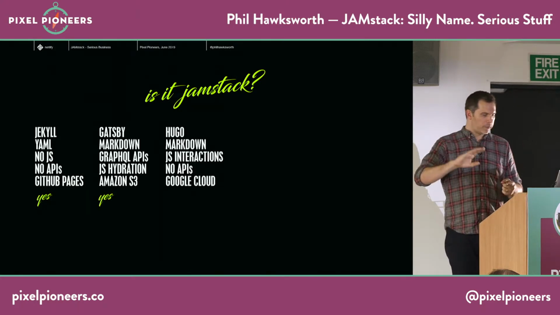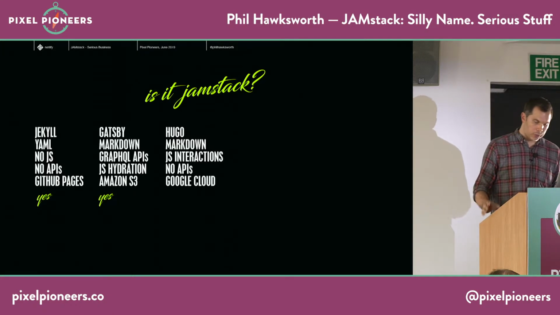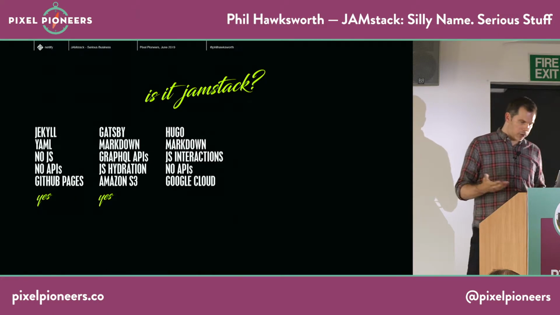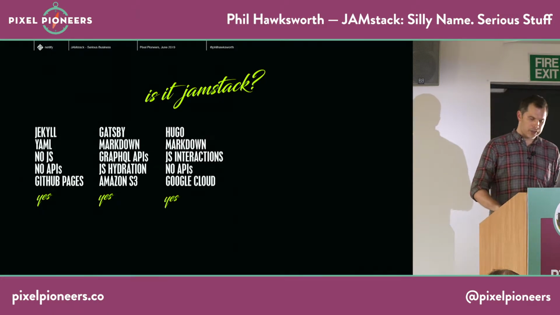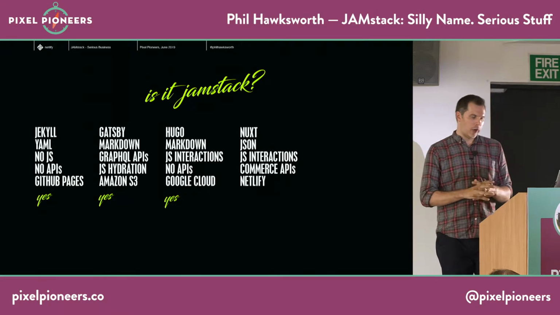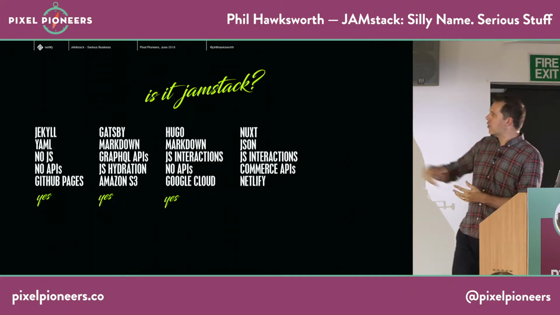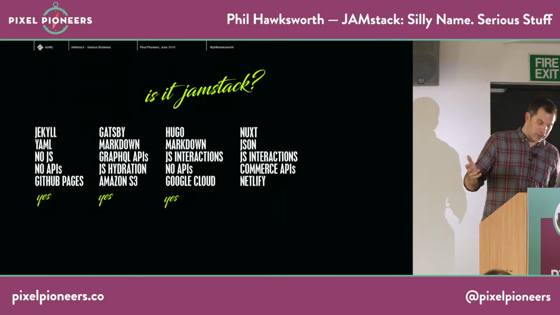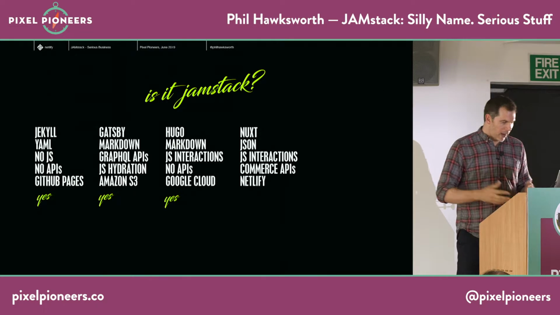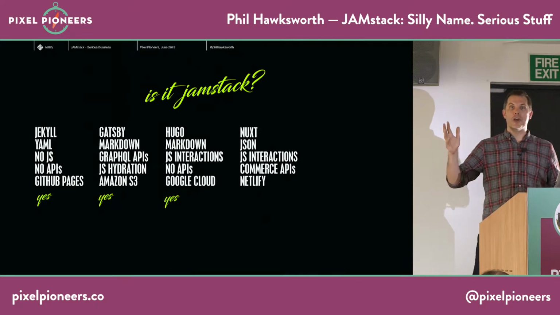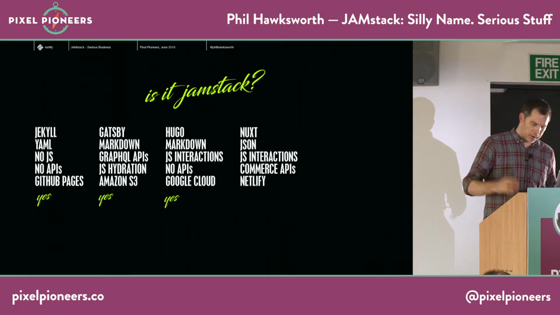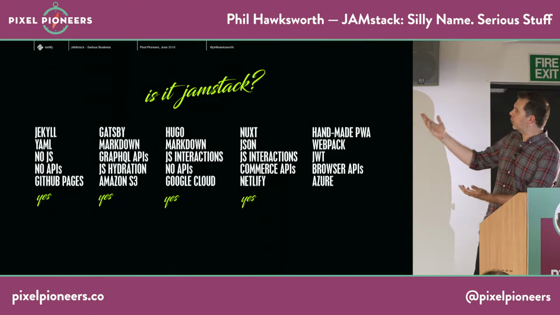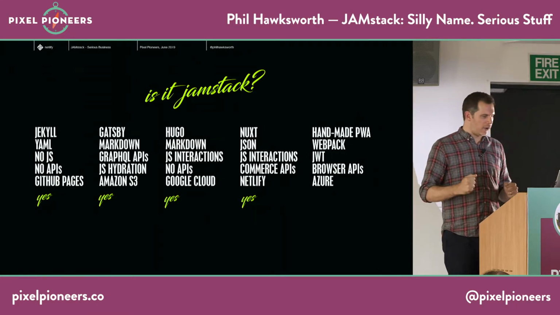We move along, Hugo, a static site generator built on Go. Again, maybe using Markdown for its content, adding some JavaScript interactions, but not calling any other APIs, serving it on Google Cloud. That's JAMstack. Nuxt, if you're more of a Vue person, a static site generator, taking things like JSON files, adding JavaScript interactions, maybe calling commerce APIs to do e-commerce, served on something like Netlify, perhaps. Absolutely a JAMstack site.